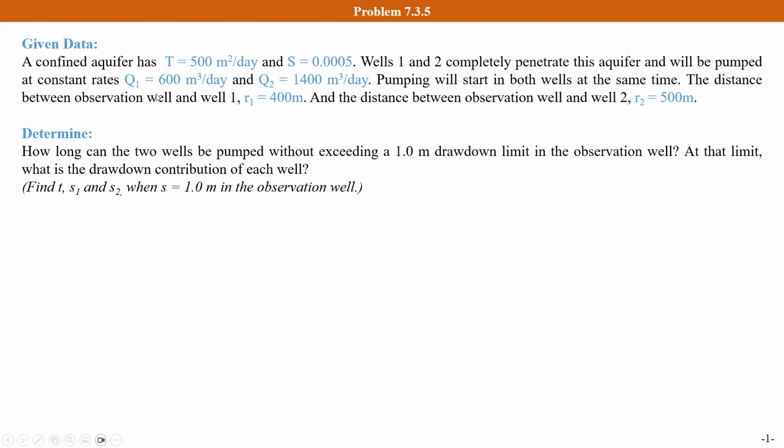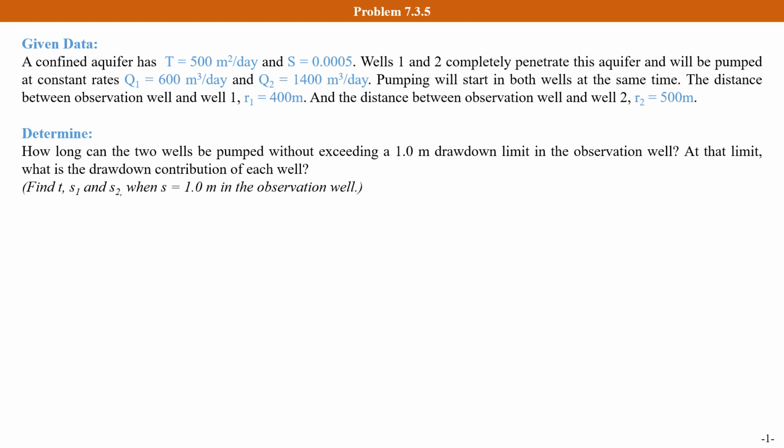The distance between the observation well and well 1 is 400 meters, and the distance between the observation well and well 2 is 500 meters. We need to determine how long the two wells can be pumped without exceeding a 1 meter drawdown limit in the observation well, and at this limit, the drawdown contribution of each well. In other words, we need to calculate S1 and S2 when the total drawdown S equals 1 meter in the observation well.